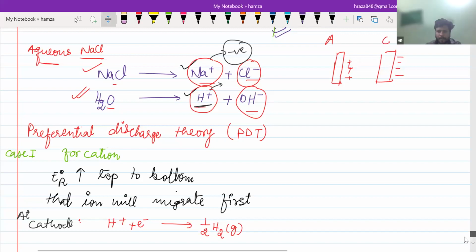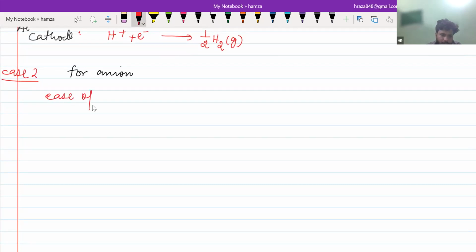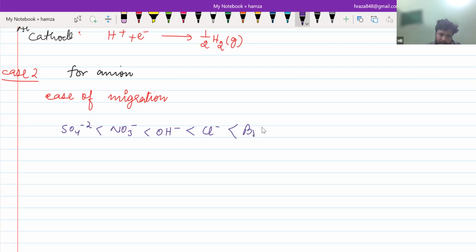Now, case 2. For negative ion, or for anion, you can see the ease of migration. SO4 minus 2 will have the lowest ease of migration, then NO3 minus, then OH minus, then Cl minus, then Br minus, then I minus.